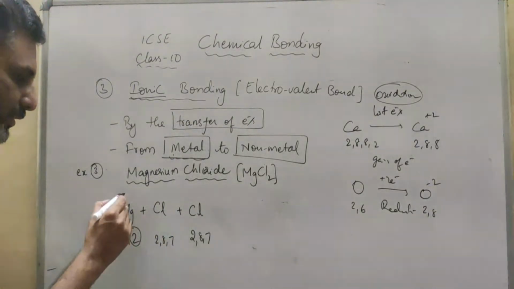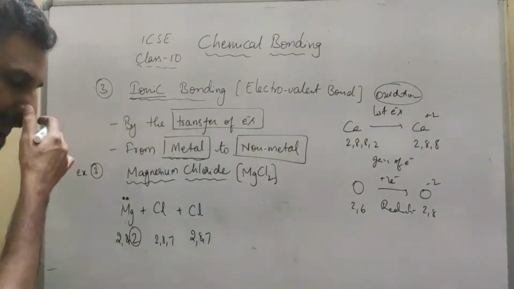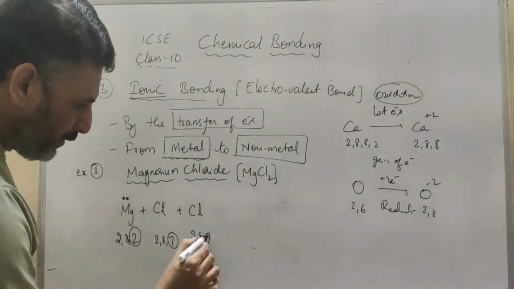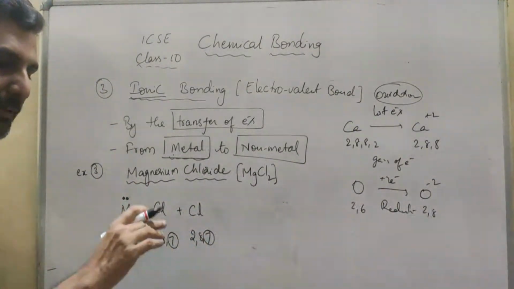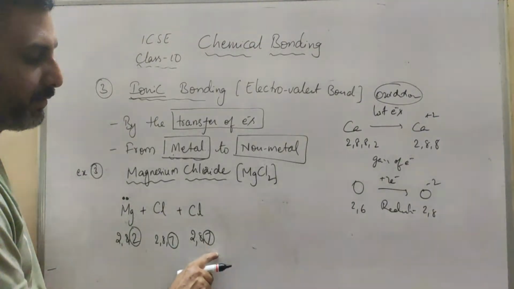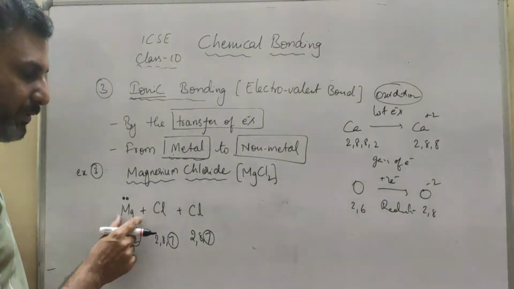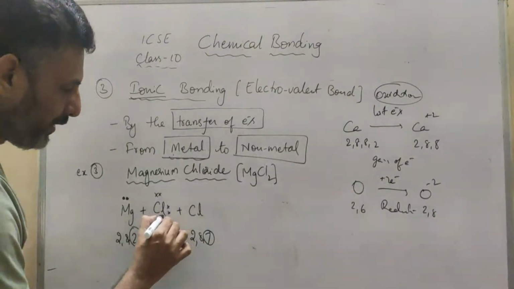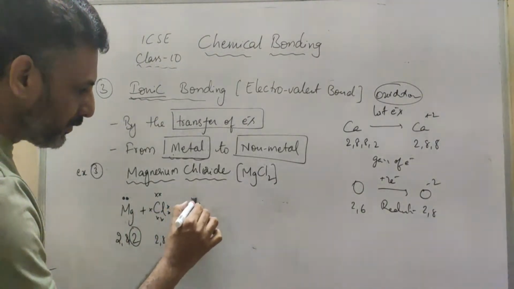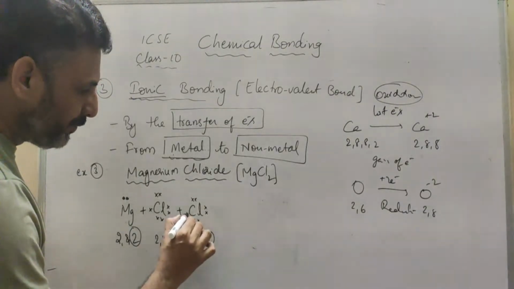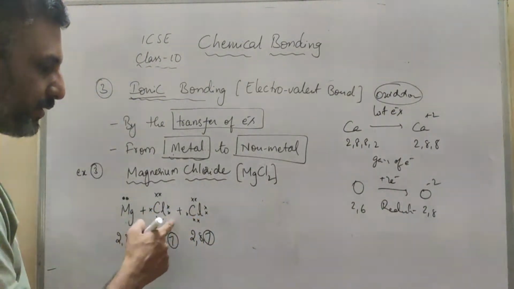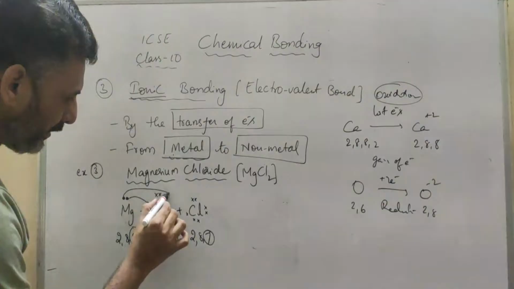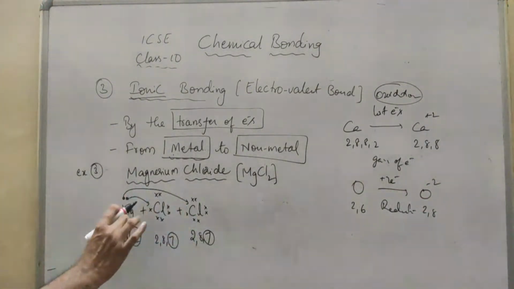Magnesium has 2 valence electrons, so magnesium is ready to lose 2 electrons. Magnesium is ready to donate 2 electrons, but each chlorine atom has 7 valence electrons. So each chlorine atom requires only 1 electron. This requires 1, this requires 1. So that's why with one magnesium atom, 2 chlorine atoms will combine. Chlorine has 7 valence electrons, so we put 7. Remember, when you have 2 different elements, one element with dot, the other with cross. So one electron goes to this chlorine and the other electron goes to this chlorine. So this is before transfer.